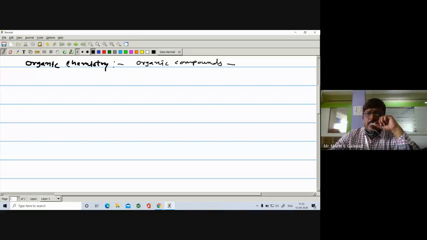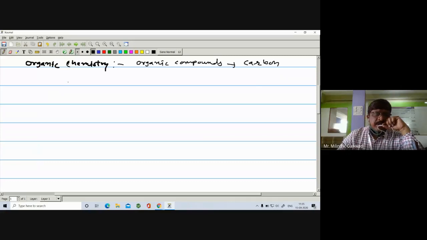What is meant by organic compound? Organic compounds are the compounds which contain carbon. So carbon-containing compounds are called organic compounds, and the study of carbon-containing compounds is called organic chemistry. Last time we discussed carbon. Carbon has atomic number 6 and mass number 12. Z means atomic number, so here Z is 6 and the mass number is 12.